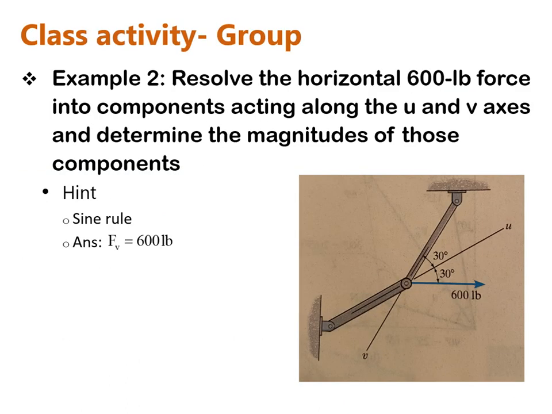Okay, so now you can solve this problem on your own. So resolve the horizontal 600 pounds force into components acting along the U and V axis and determine the magnitude of those components. So here you can use the sine rule. So we know how to resolve those forces in the U and V direction. So you're asked to find out what are the forces in V and U.